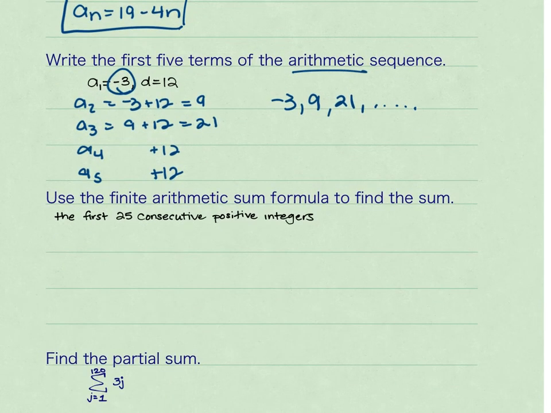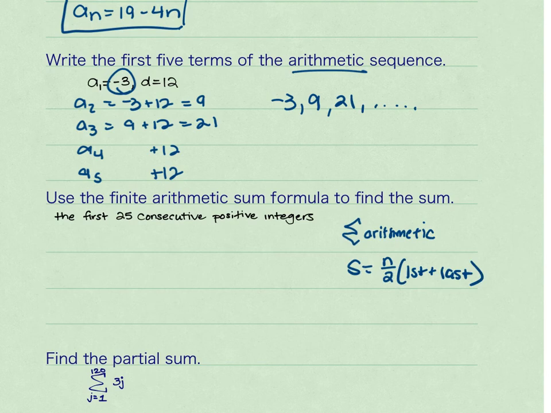The next one says use the finite arithmetic sum formula to find the sum. So here's the next formula, the sum of an arithmetic sequence: S equals n over 2 times first plus last, where n is the number of terms.